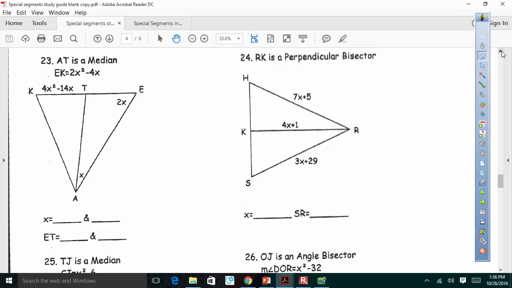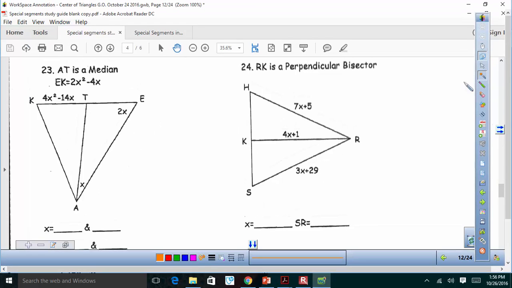Are you wanting number 23 because you're not sure how to factor it, or because you don't know how to set it up? No, I know how to set it up, but I got to the end and I don't know how to factor it. Okay, so tell me how you set it up. Since you know a median means these two sides are equal and that the whole length is this length right here. How did you set it up? I put 2 times 4x squared minus 14x equals 2x squared minus 4x. Okay, so 2 times this part equals the whole.